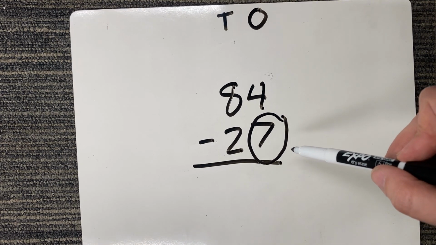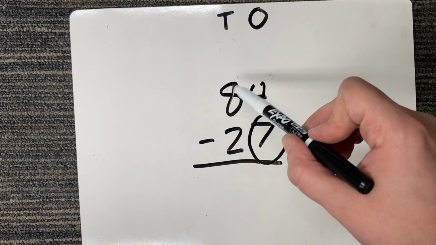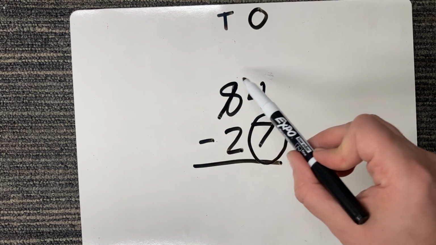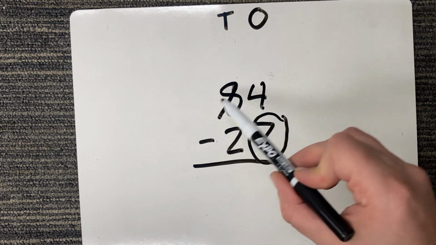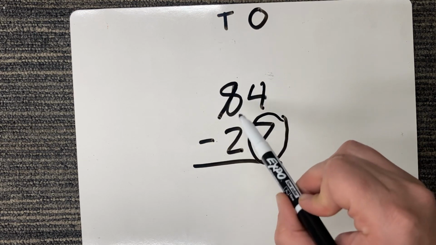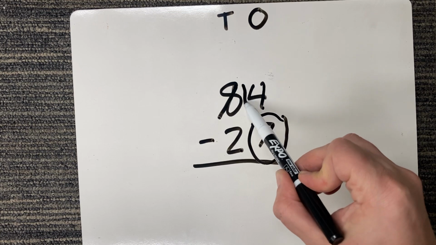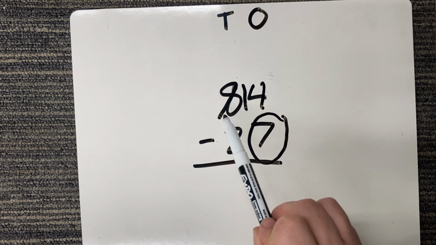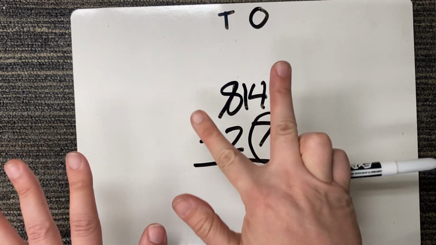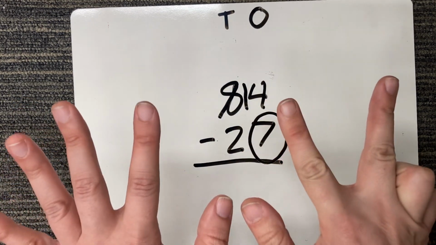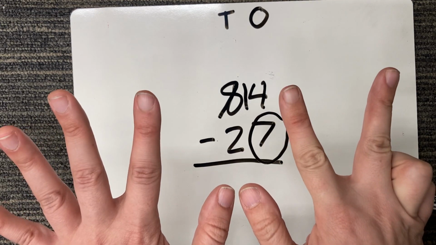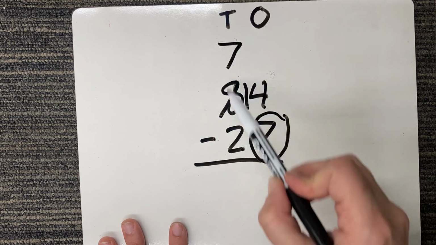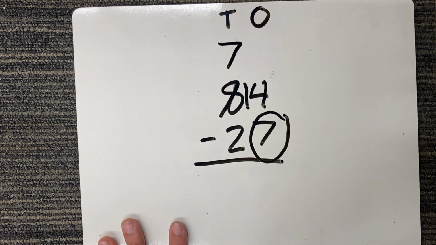So what do we need to do? Go next door and get 10 more. If I get 10 more from the tens place, how many am I going to have over here in the ones place if I bring a 10 over? 10 and 4 is 14. Now, how many tens do I have left? If I had 8 tens and I moved one of those tens over into the ones place, how many tens do I have left? 8, and I moved one away. How many do I have left? I have 7 left. Always make sure you write how many tens you have left.